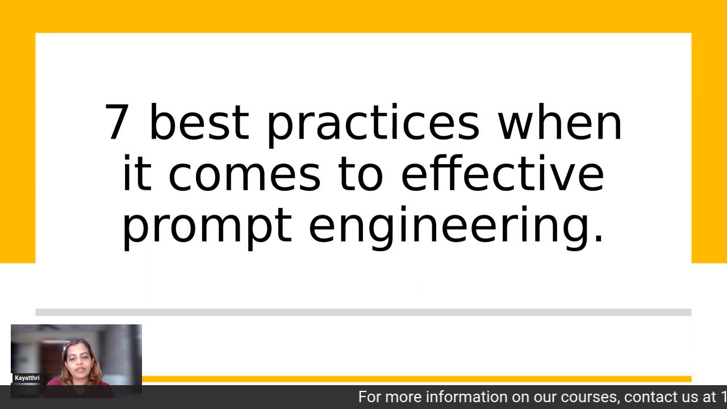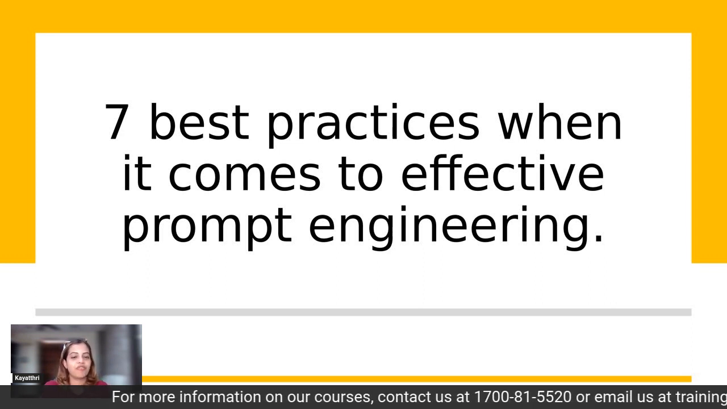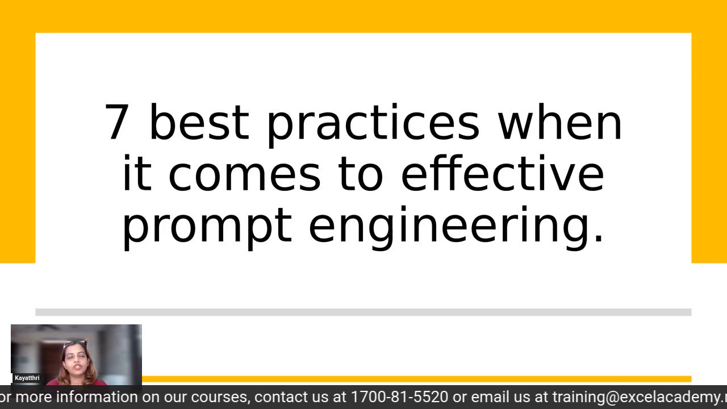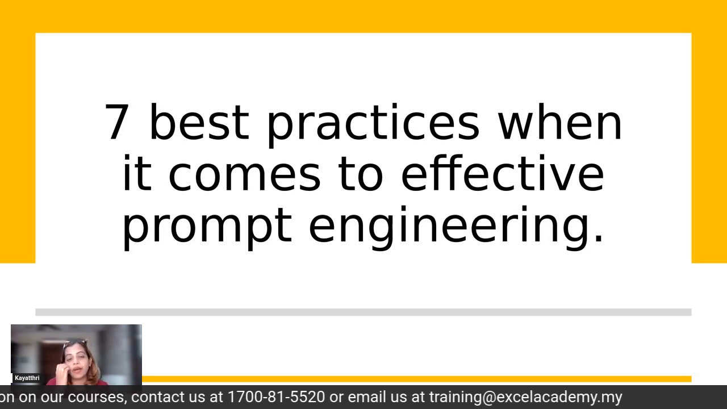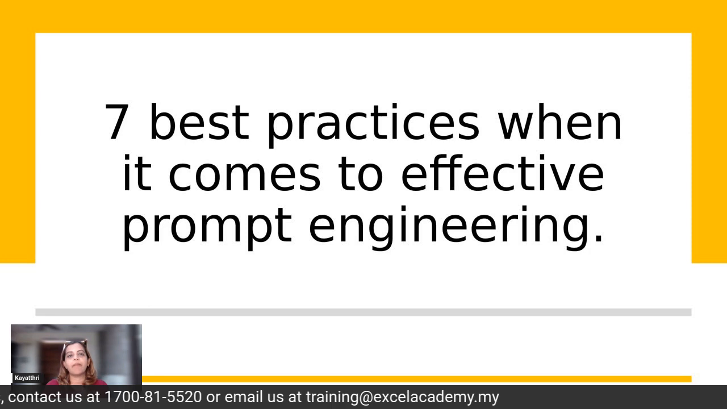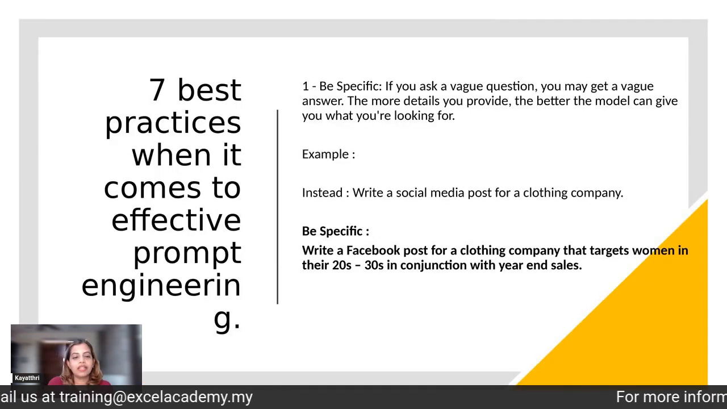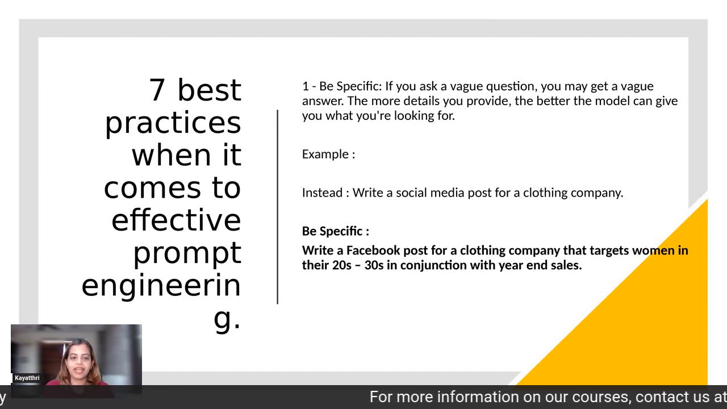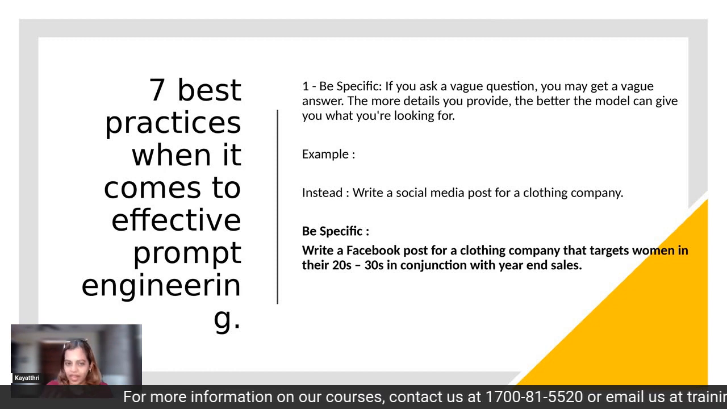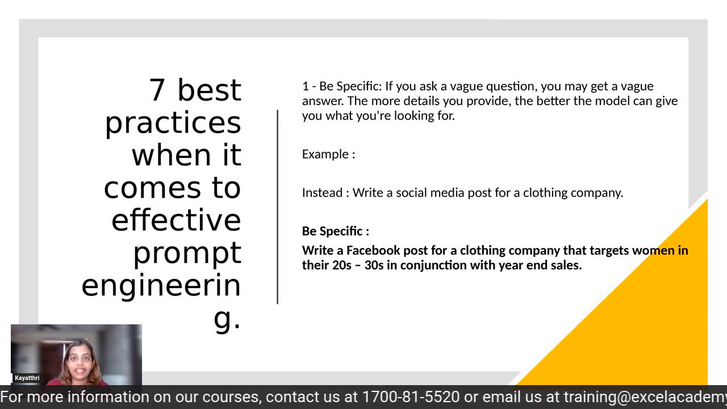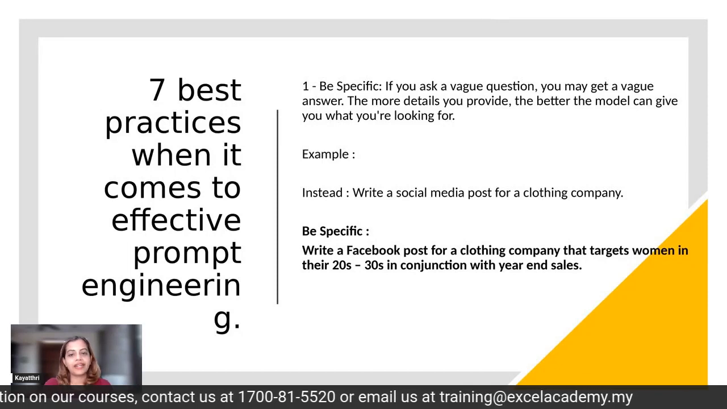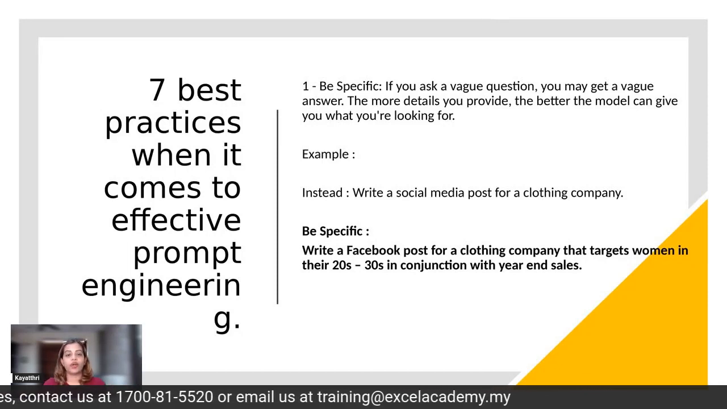So what I'm going to give you guys, very quickly, are seven best practices when it comes to effective prompt engineering. All right. If you follow these seven, you will be able to get the best out of ChatGPT. Okay. So the first one is we have to be very, very specific. Specific here means when you ask a vague question, you'll get a vague answer. All right. The more detail you provide, the better the model can give what you are looking for.